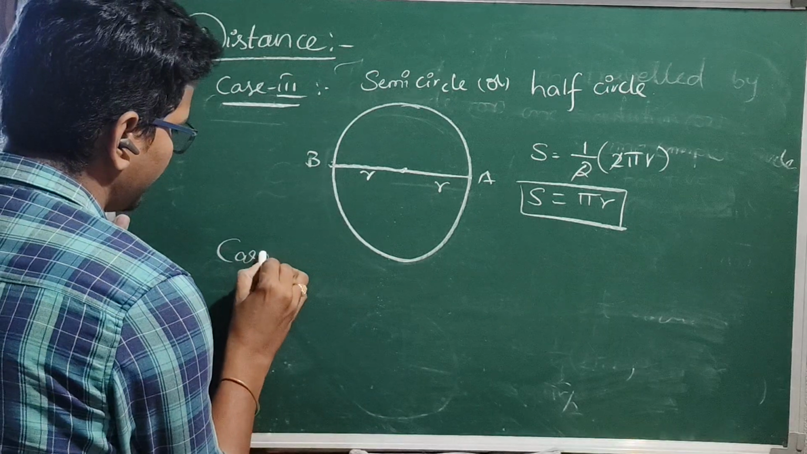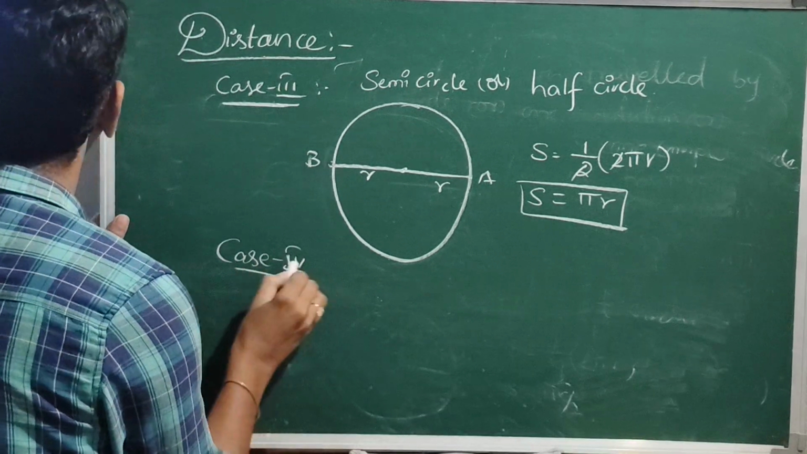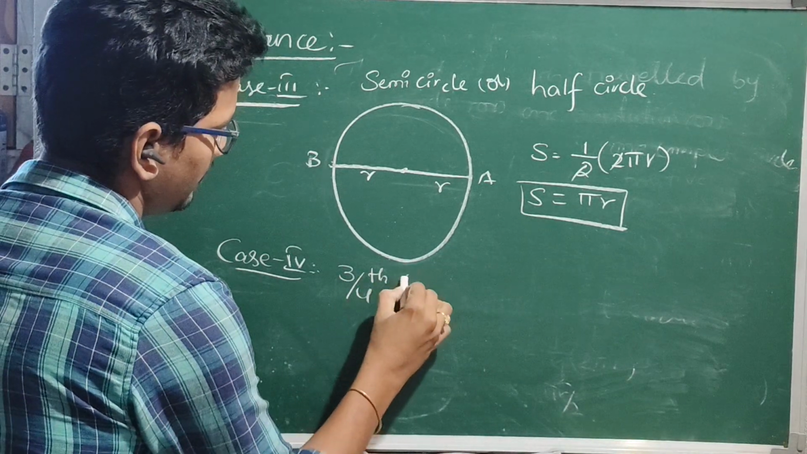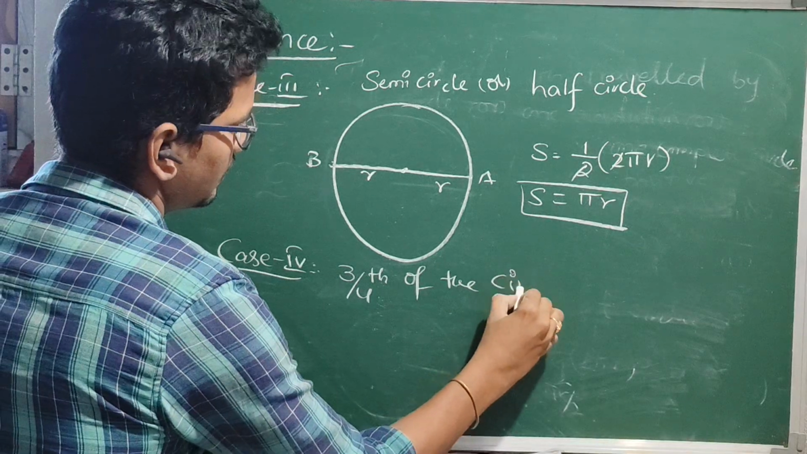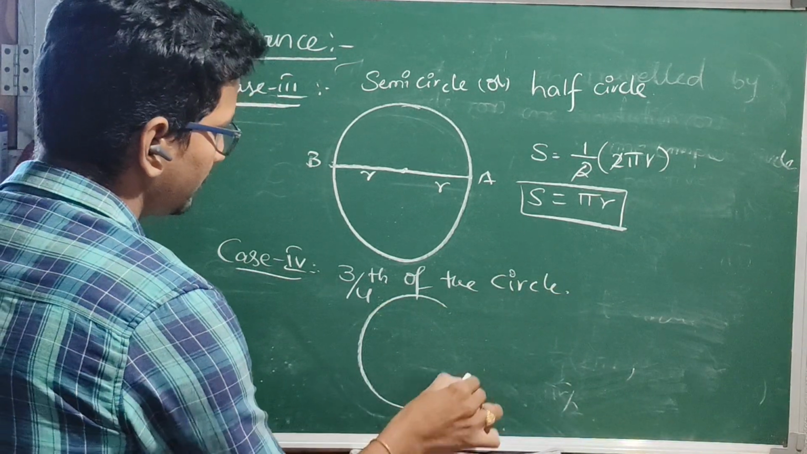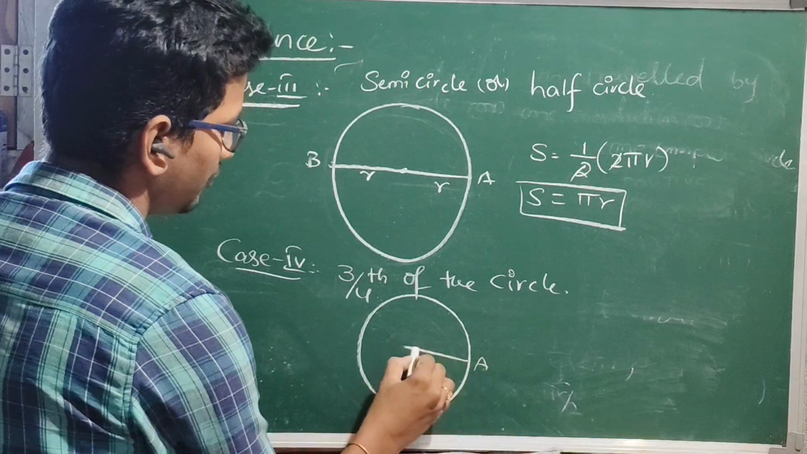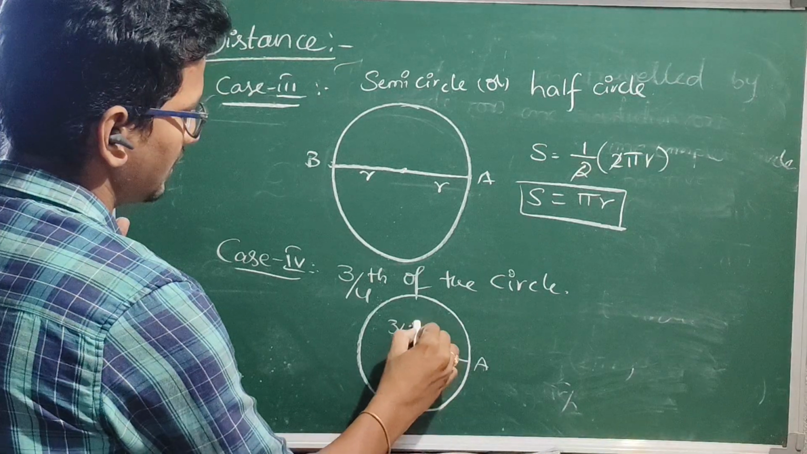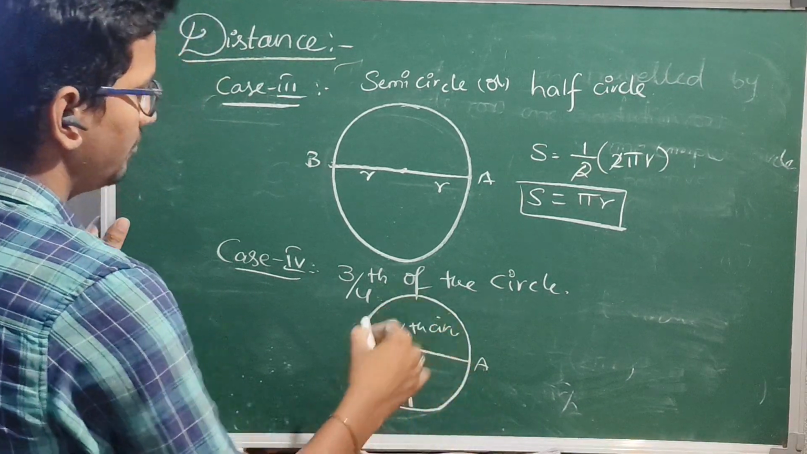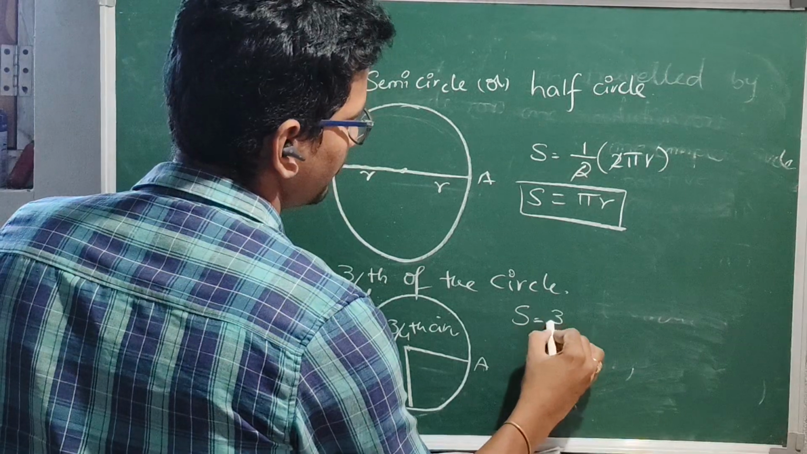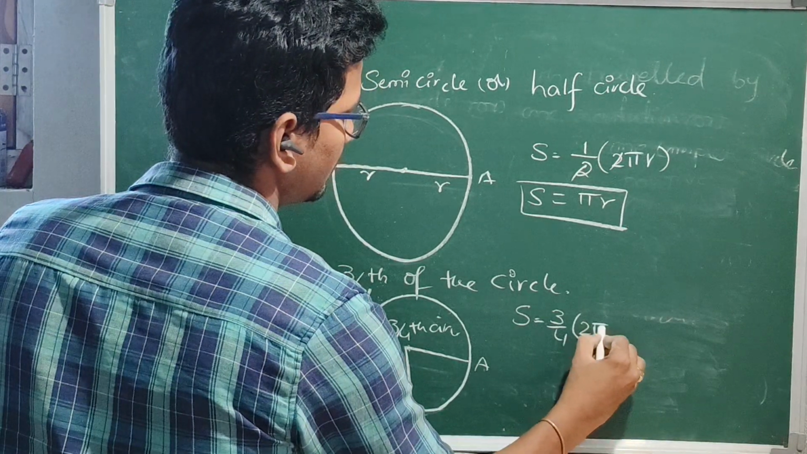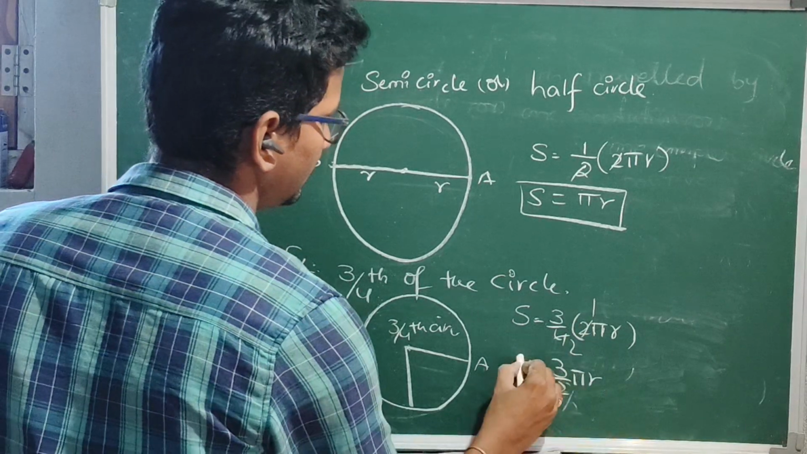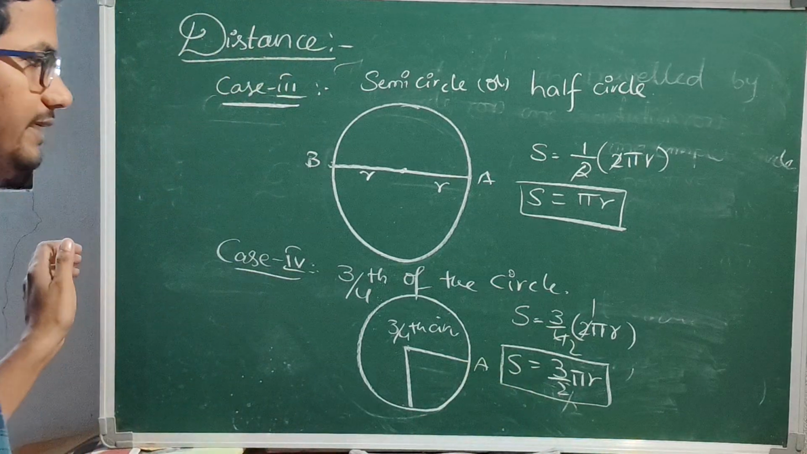Next one, case 4. What is the case for 3 by 4th of the circle? See, this is the A point, B, C, D. This is the complete circle, the 3 by 4th circle. This is the complete 4th circle. Same, 3 by 4th of the complete circle, that is 2 pi r. 2 ones are 2, 2 twos are 4. 3 by 2 into pi r. That is the 3 by 4th circle formula of the distance.